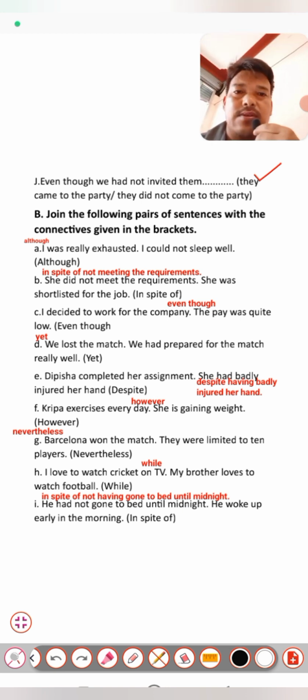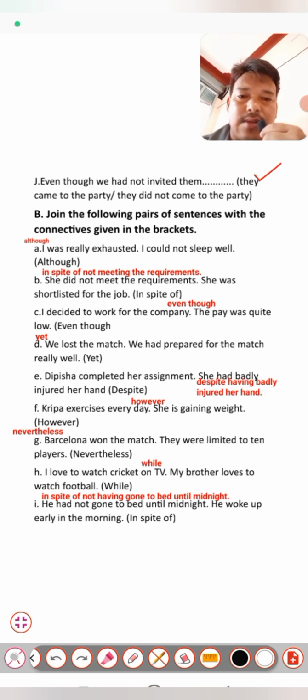And the next one is exercise B, that is, join the following pairs of sentences with the connectives. Again, all the connectives are here, which I have already told you. We are discussing in this grammar part the connectives given in the bracket, like although, in spite of. As I already discussed, all these connectives always show unexpected results. These are the words used to express unexpected results.